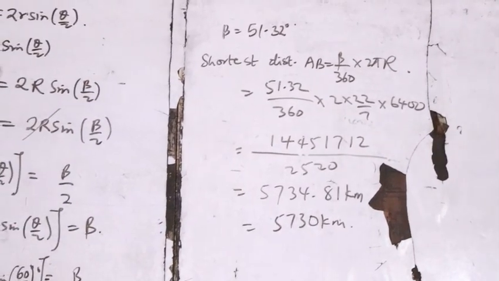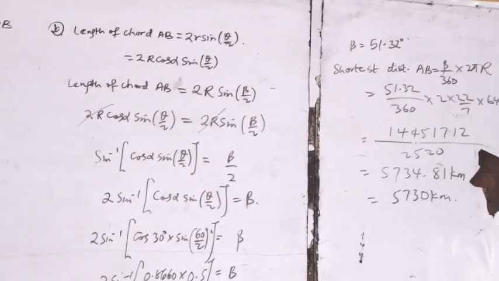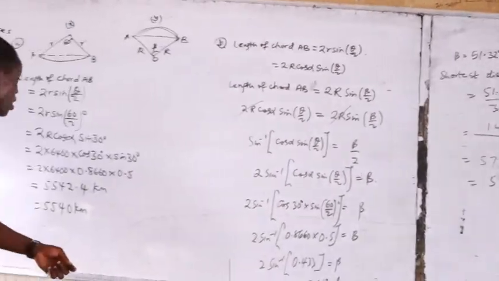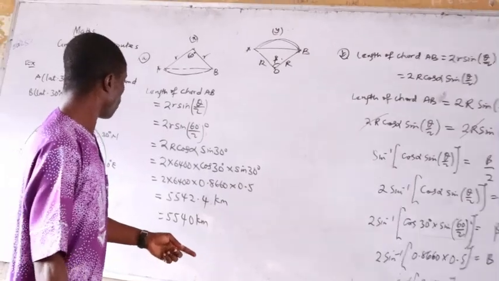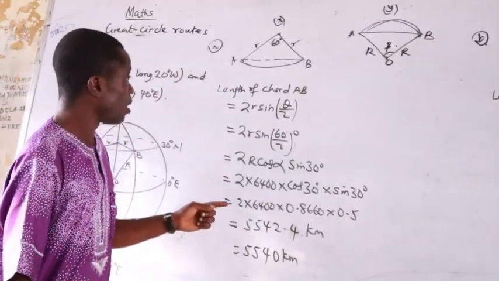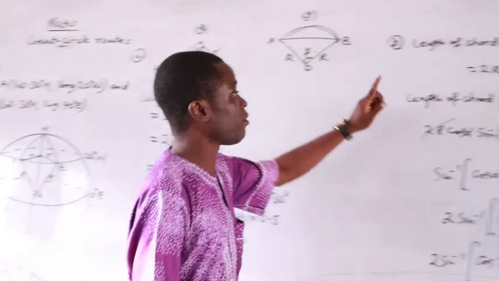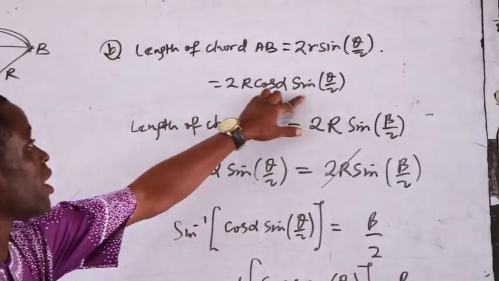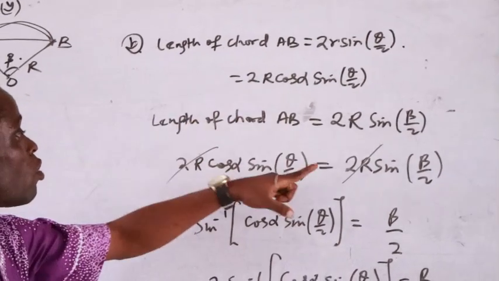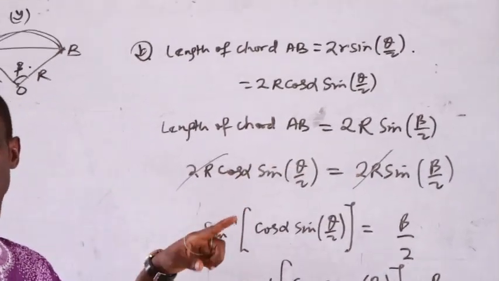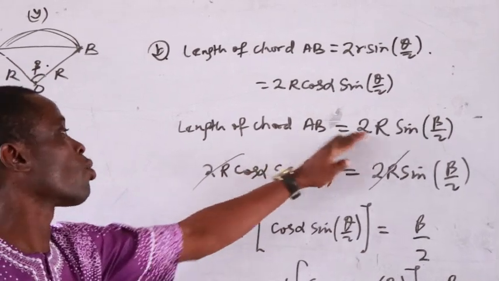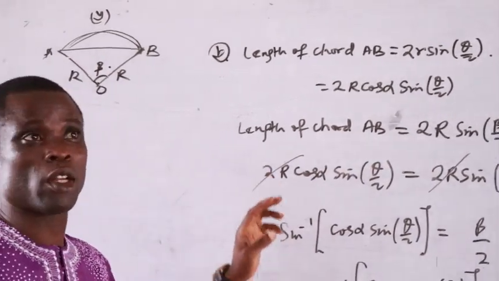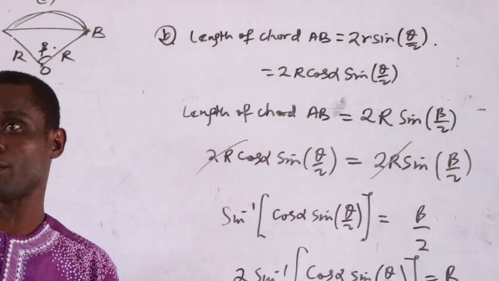That is how to find the shortest distance. Or even right from here, I can find the length of the chord of this one, get the length of this chord and equate it to this one. It's still the same thing. But we advise you to use 2R to cancel the 2R of this one so that you will not have a problem of approximation. Is that taken?